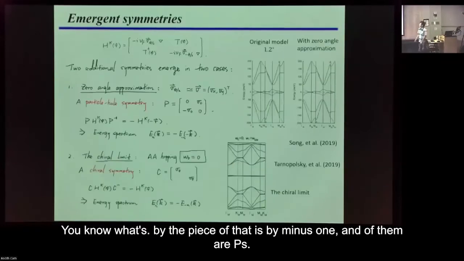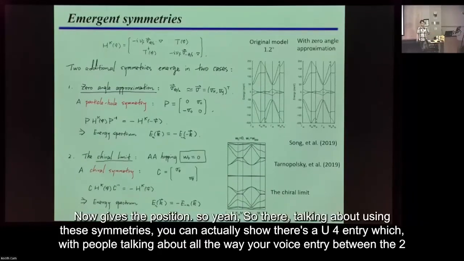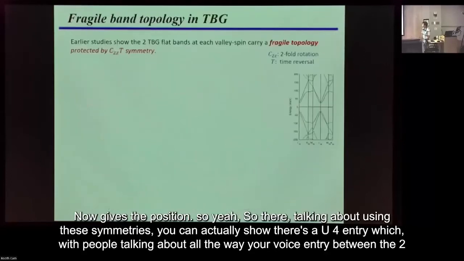So later, Nicholas will be talking about how, using these symmetries, you could actually show there's a U4 symmetry, which people have been talking about all along. The U4 symmetry between the two valleys and two spins, giving the four flavors. Okay.